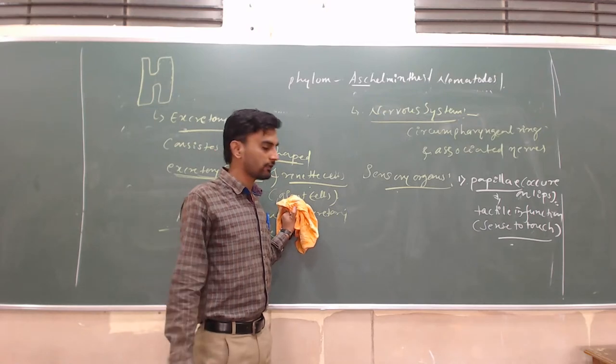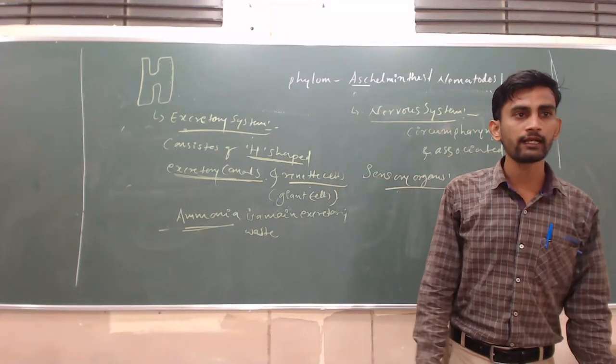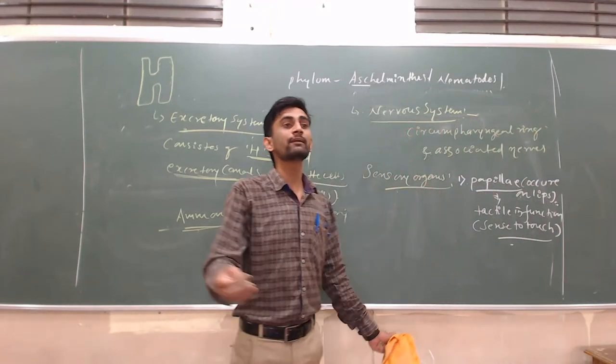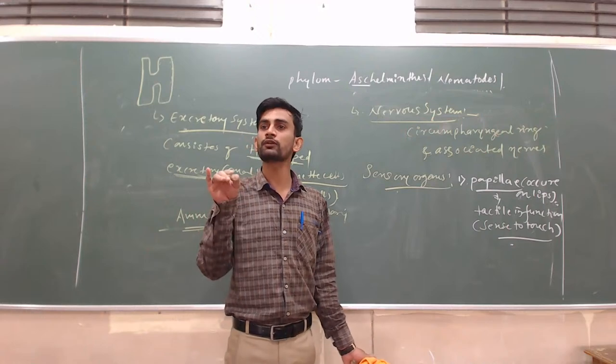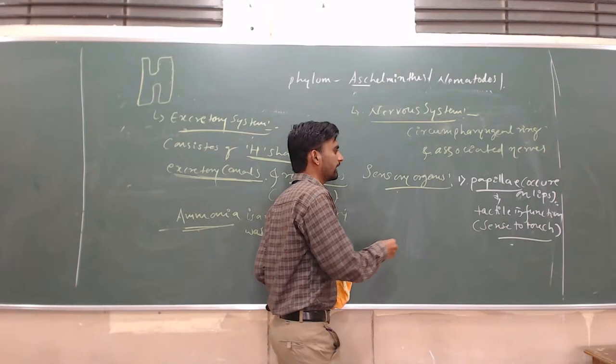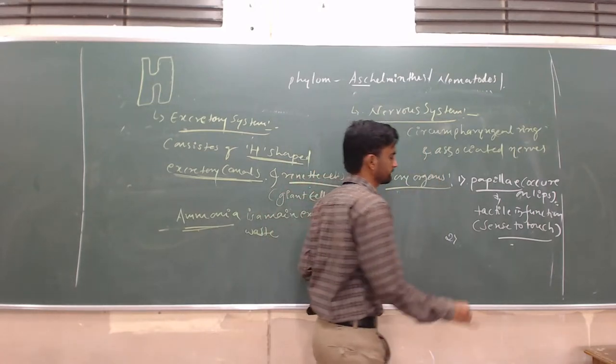Another type of receptors we call gustatory. Have you heard that word, gustatory? Gustatory is the sense to taste. Like that, only chemoreceptors are there, sense to chemicals. Is it or not? So you just remember. And another second one, a very important sense organ.